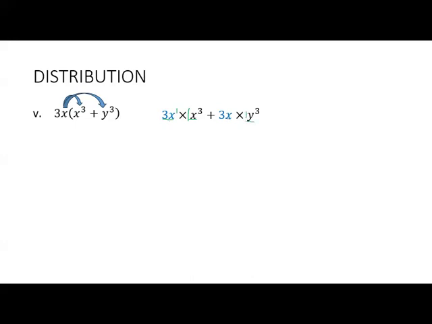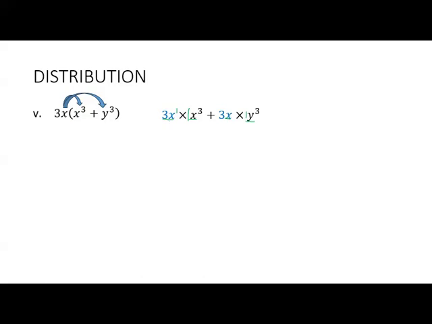As I've said, these are unlike terms. When you multiply different variables, you just put them next to each other. So x times y cubed will just be xy cubed. Write it in alphabetical order, x, y cubed, because x comes before y.